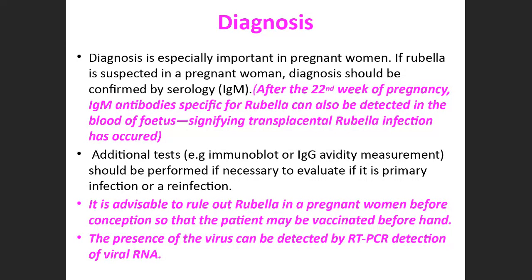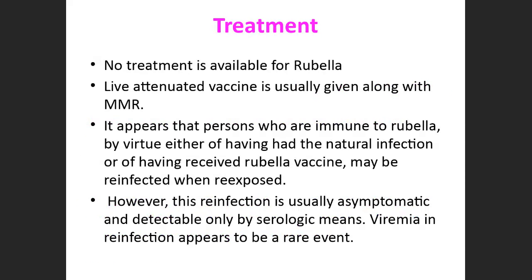It is better to rule out rubella before pregnancy, so that if at all the mother is not protected, then she can be vaccinated and the pregnancy can be healthy. The virus can be detected by RT-PCR of viral RNA. Coming to treatment, there is no specific treatment available for rubella. A live attenuated vaccine is usually given along with MMR.